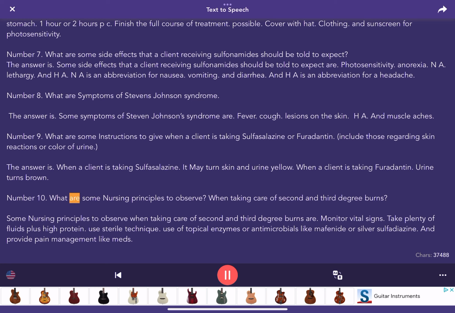Number 10. What are some nursing principles to observe when taking care of second and third degree burns? Some nursing principles to observe are: monitor vital signs, take plenty of fluids plus high protein, use sterile technique, use topical enzymes or antimicrobials like mafenide or silver sulfadiazine, and provide pain management like meds.